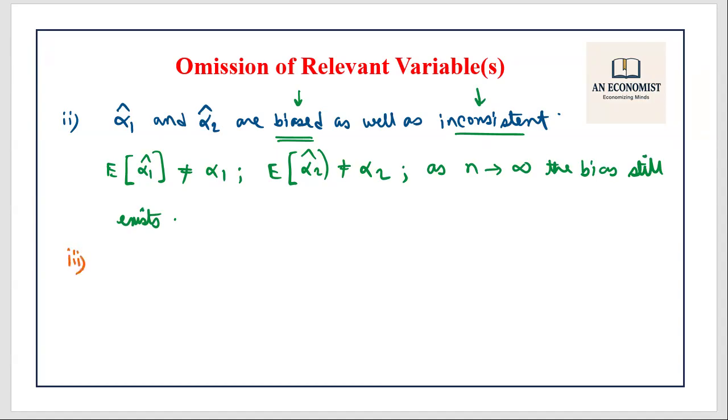Let us see the third consequence. The third consequence is the disturbance variance, or the error variance, as you call it. Sigma cap square, which is the error variance, will also be incorrectly estimated.